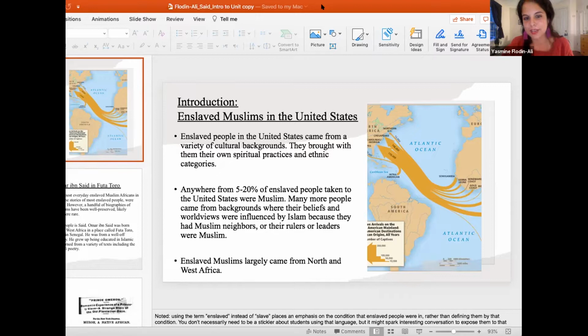Anywhere from 5 to 20% of enslaved people taken to the United States were Muslim. Many more people came from backgrounds where their beliefs and worldviews were influenced by Islam because they had Muslim neighbors or their rulers or leaders were Muslim. Now, 5 to 20% is a massive range.